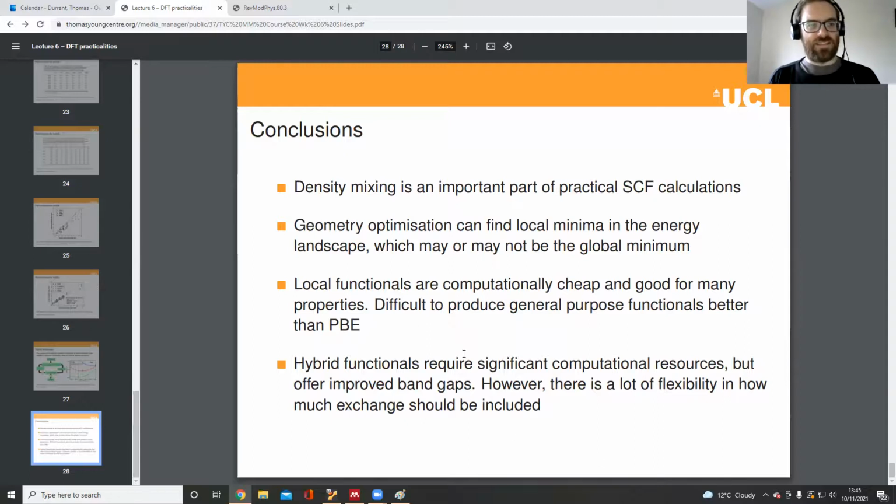Anyway, that's the end of the slides I have here. Are there any questions on what I've just been discussing today, or just on exchange correlation functionals in general?